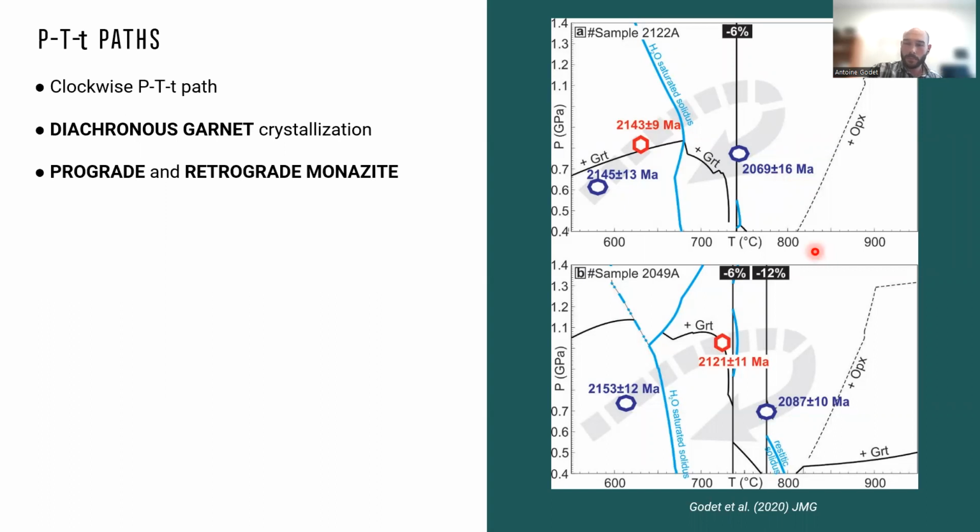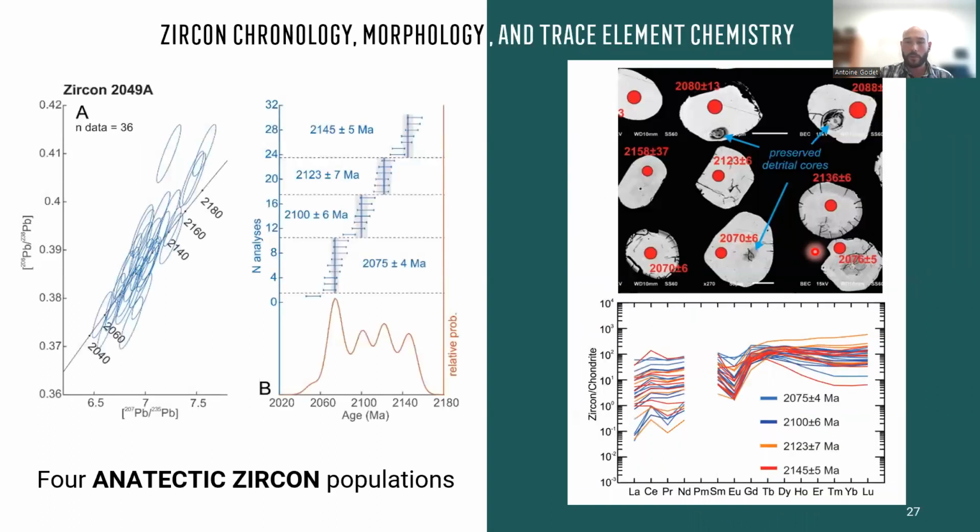What about zircon? So the final geochronometer we used for these rocks was zircon. This is one of the two samples again. So in that case, you can see the distribution of the zircon grains. We have 4 different populations of zircons. If we look at their shape, we can see that they are pretty stubby, rounded. They are classical anatectic zircon.